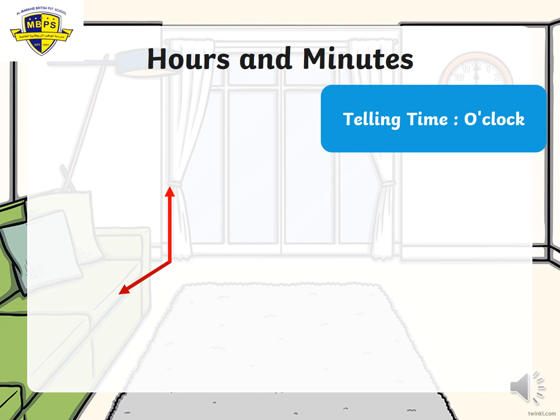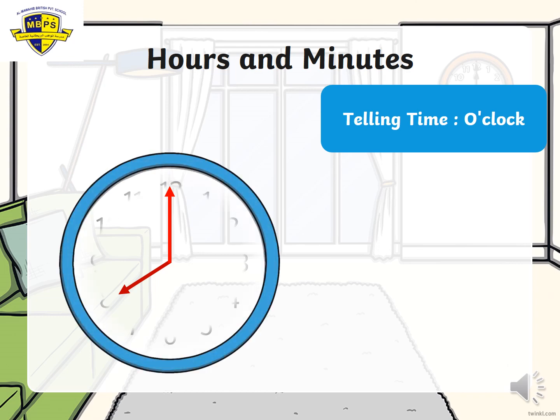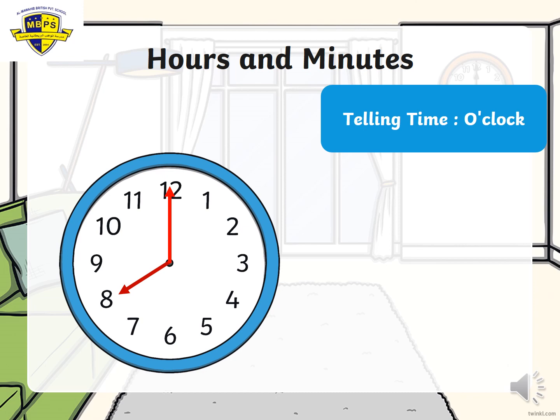Hours and minutes. We said that we have two hands on the clock. One is short, which is the hour hand, and one is long, which is the minute hand. Now let's see how we can use the hour hand and the minute hand to tell about the time. Look at this clock. Where do you see the short hand, which is the hour hand? It's on number 8. And where can you see the long hand, which is the minute hand?